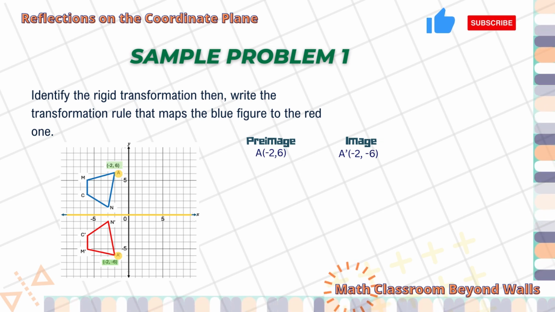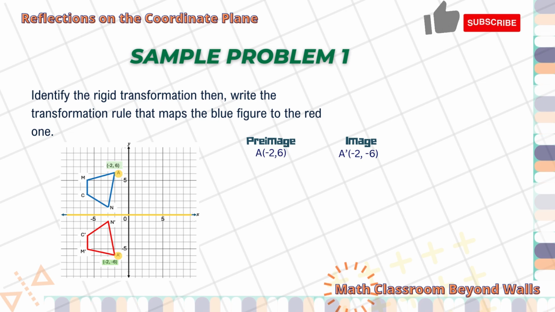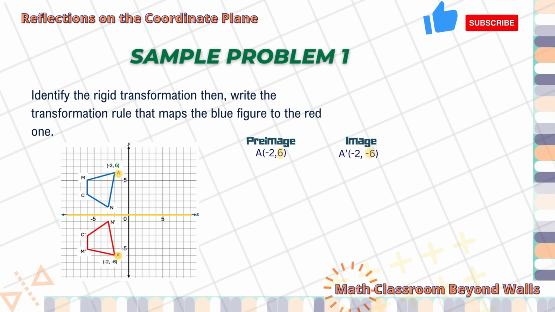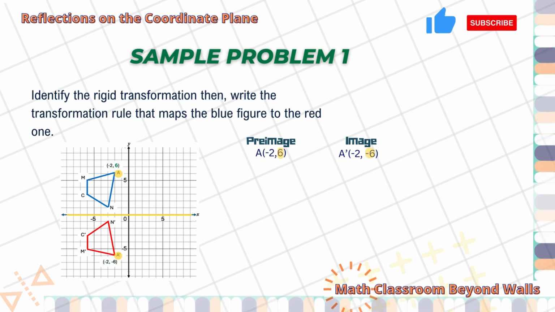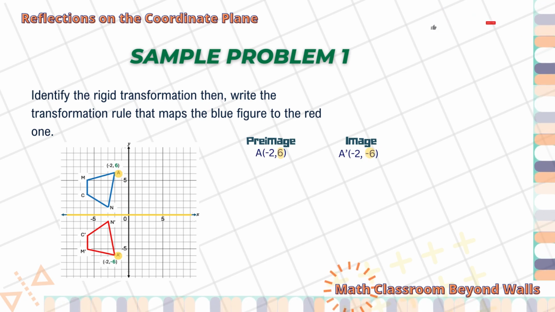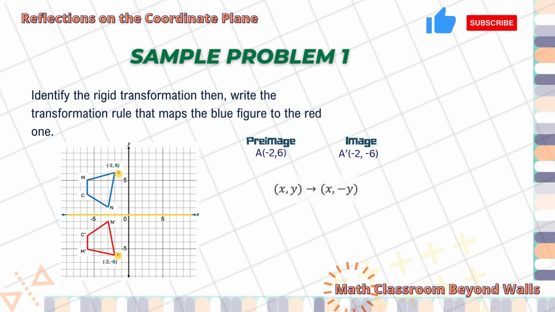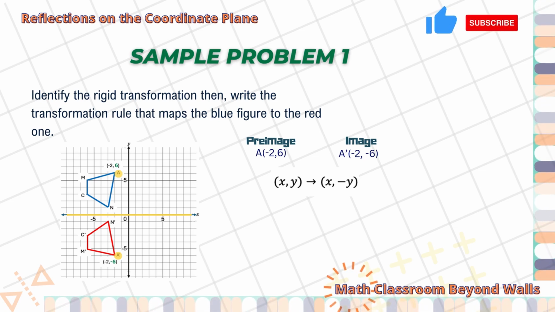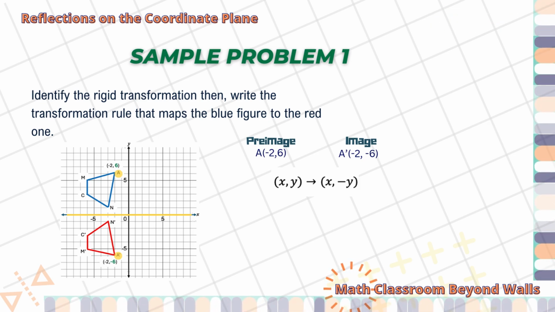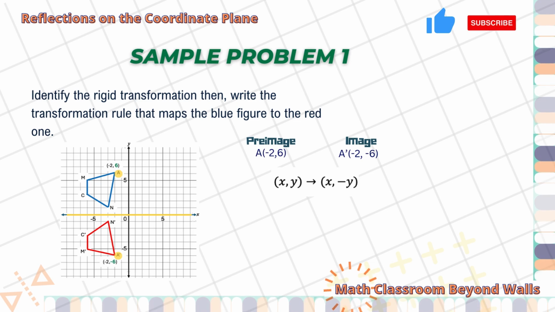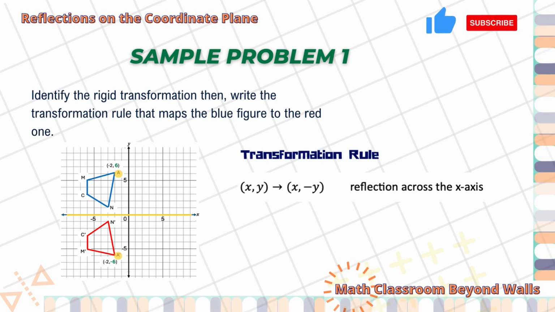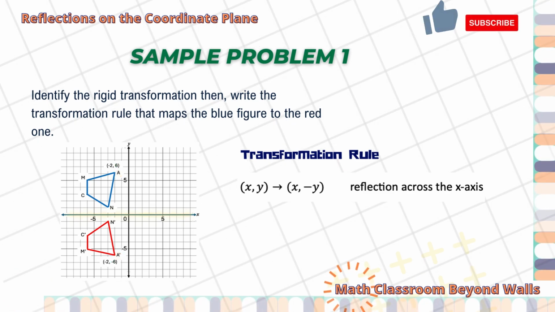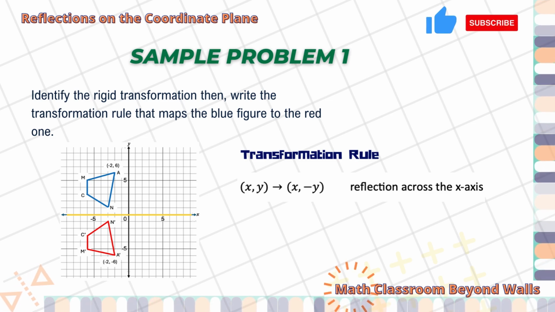What changed here, learners? You are correct. The y-coordinate changed. 6 on the preimage is transformed to -6 on the image. In other words, the (x, y) on the preimage is transformed to (x, -y) on the image. Thus, the transformation rule that maps the blue figure to the red one is there you are, learners. We have answered the second question.